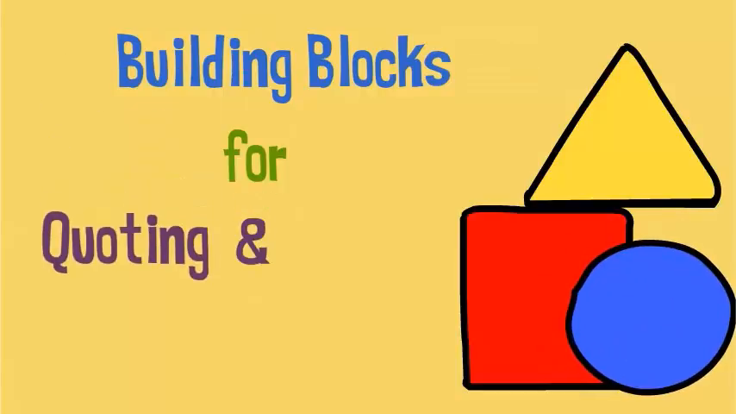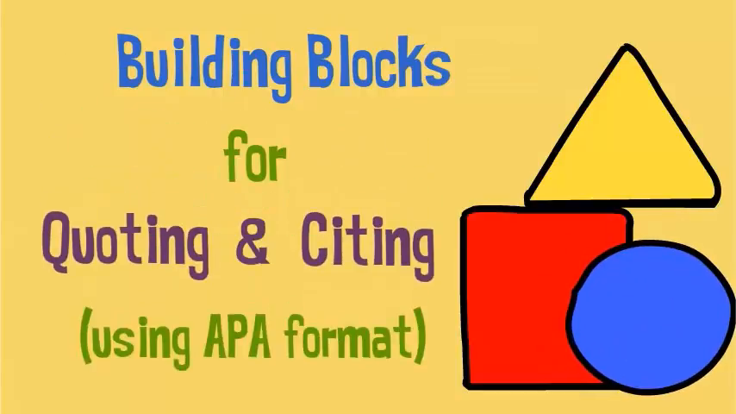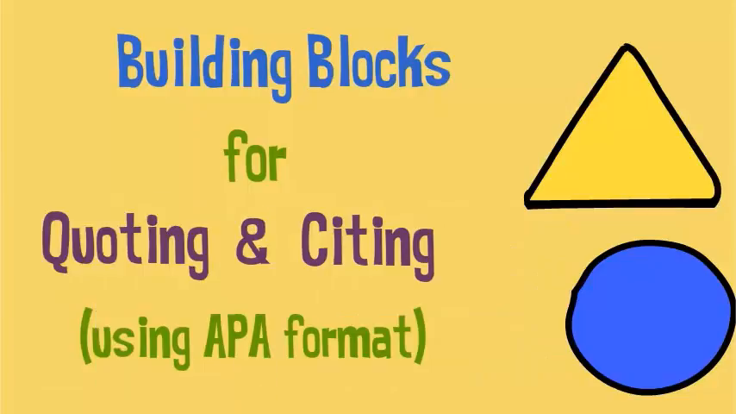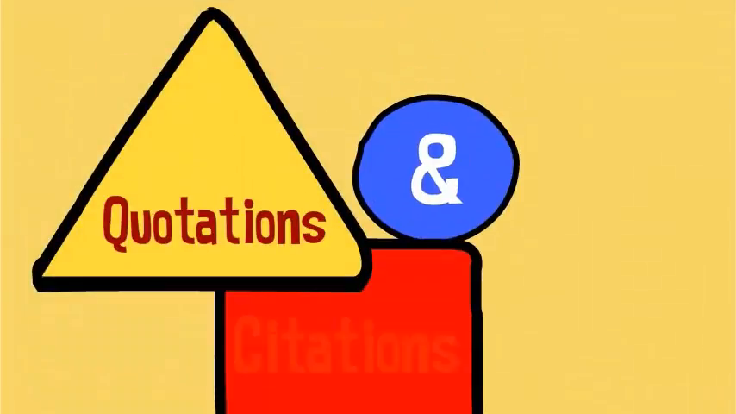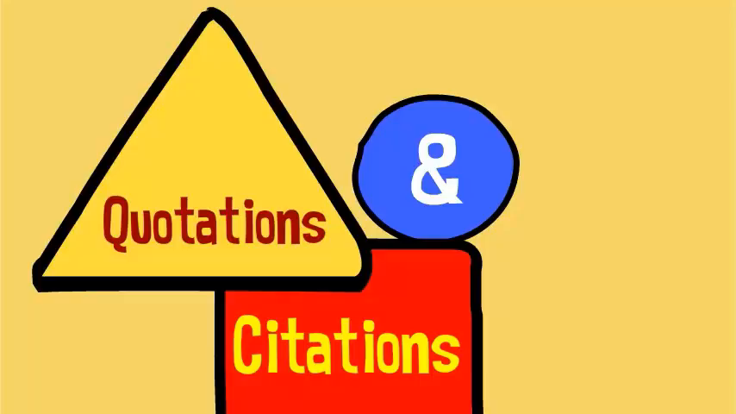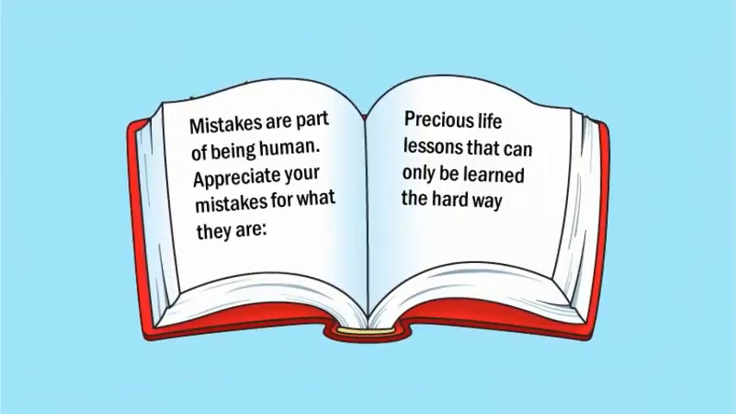Building blocks for quoting and citing using APA format. In this tutorial, you will learn how to use quotations and citations in your paper. When you use exact words, phrases, or sentences from your sources, such as this one, you need to make sure to give credit to the original author.